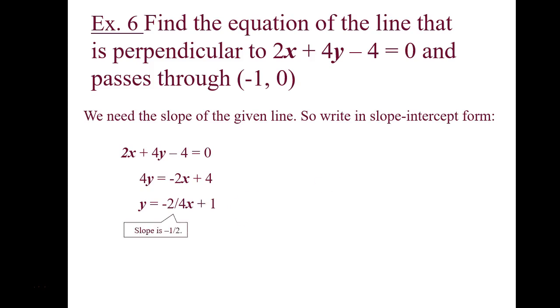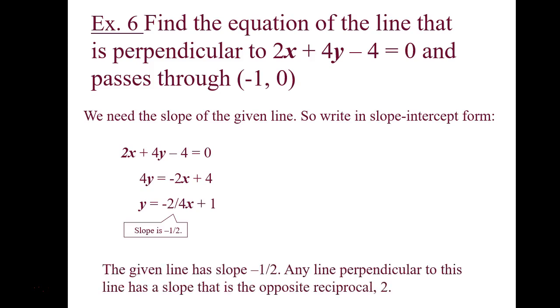If I reduce it, what's the slope of my new line going to be if it needs to be perpendicular? Well, I need to flip it and change the sign. So the slope is going to be +2. So now I know the slope is going to be 2, and I know it needs to contain the point -1, 0.